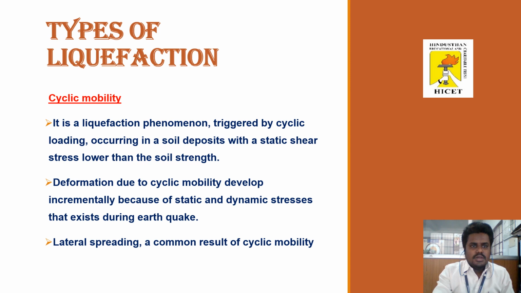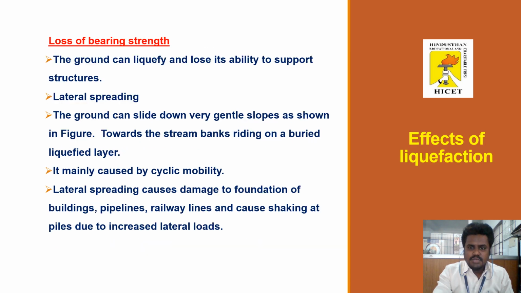The next type of liquefaction is cyclic mobility. This is the liquefaction phenomenon triggered by cyclic loading conditions occurring in a soil deposit with a static shear stress lower than the soil strength. The deformation due to cyclic mobility develops incrementally because of static and dynamic stresses. Lateral spreading is a common result of cyclic mobility.